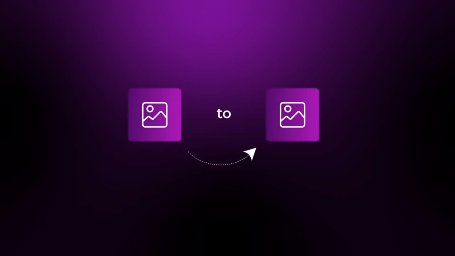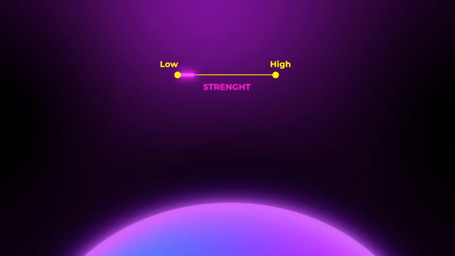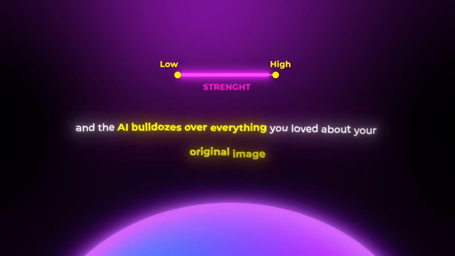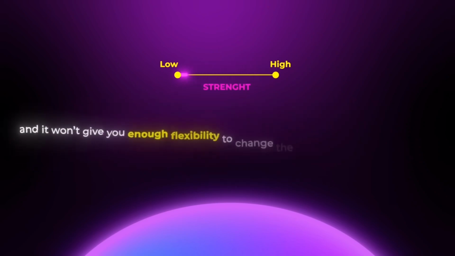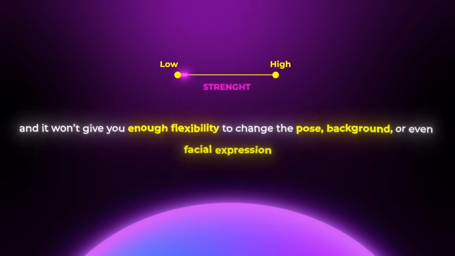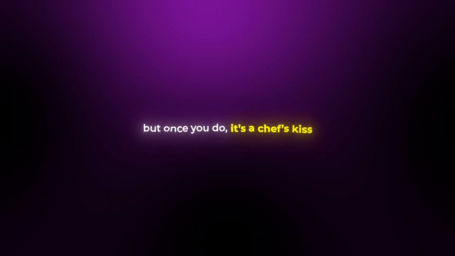So what do most people try next? Image-to-image generation, and this can be a lifesaver if you know how to handle the strength setting. Too strong and the AI bulldozes over everything you loved about your original image. Too weak and it won't give you enough flexibility to change the pose, background, or even facial expression. Finding that sweet middle ground takes a little patience, but once you do, it's a chef's kiss.